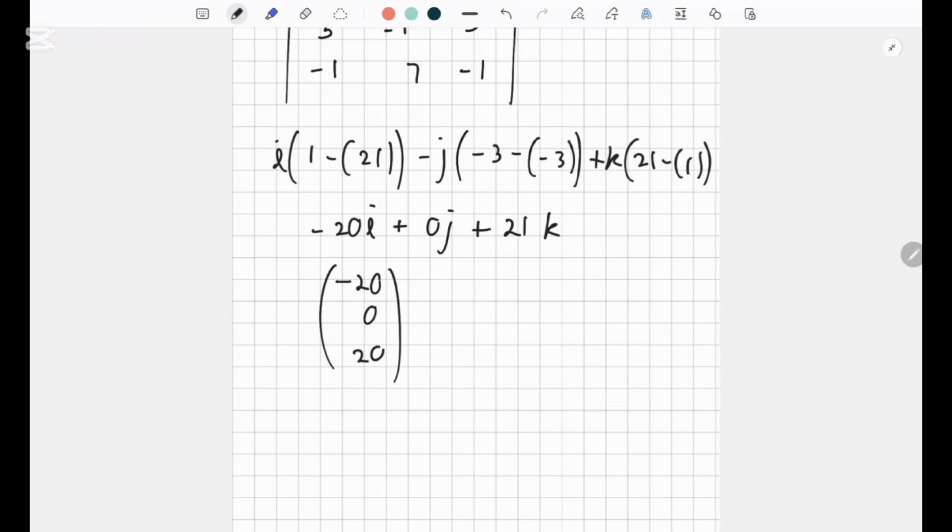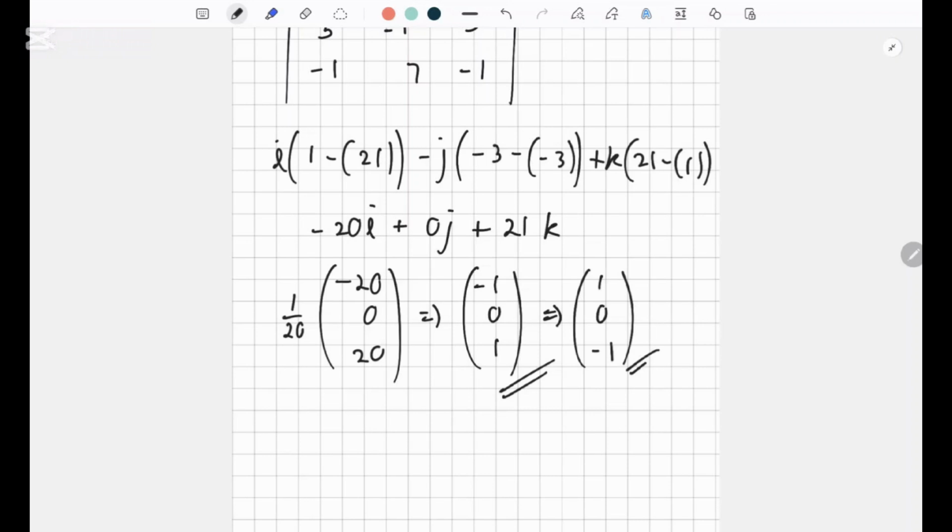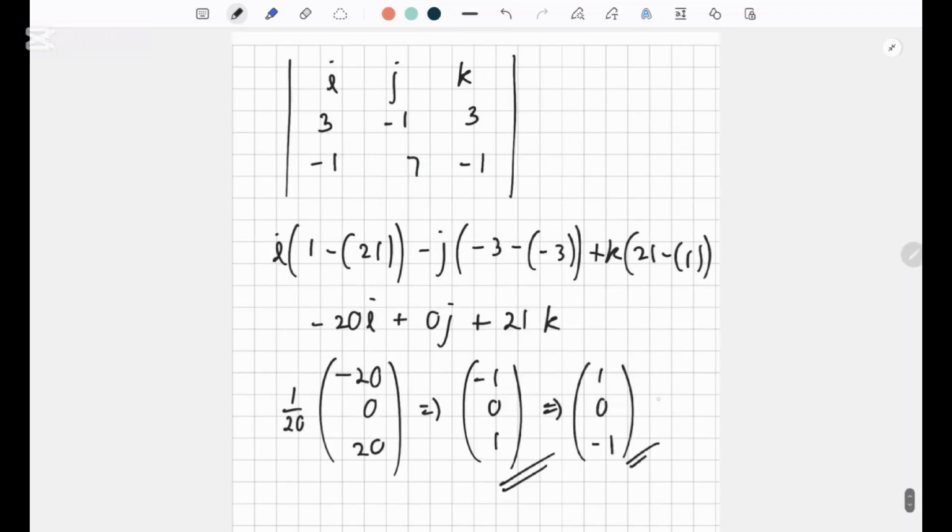Now you can see 20 is common, right? You can divide every term by 20. So one eigenvector is going to be minus 1, 0, 1. So for eigenvalue minus 3, it's minus 1, 0, 1. If you want another answer for this, you can divide every term by minus 1 too. So you can write this as 1, 0, minus 1. That's also correct, all right? Both answers are acceptable. So this is for lambda equals minus 3.